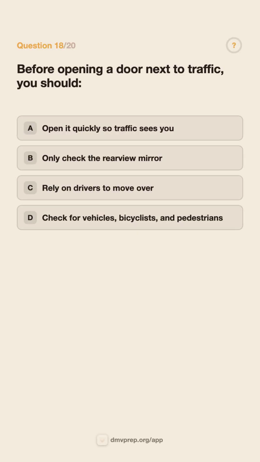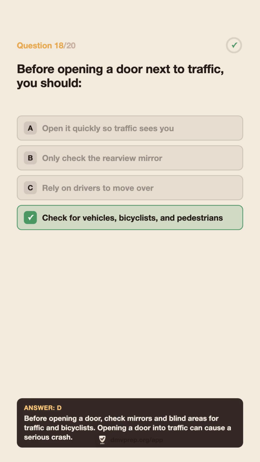Question 18. Before opening a door next to traffic, you should A. Open it quickly so traffic sees you. B. Only check the rearview mirror. C. Rely on drivers to move over. D. Check for vehicles, bicyclists, and pedestrians. The correct answer is D. Before opening a door, check mirrors and blind areas for traffic and bicyclists. Opening a door into traffic can cause a serious crash.